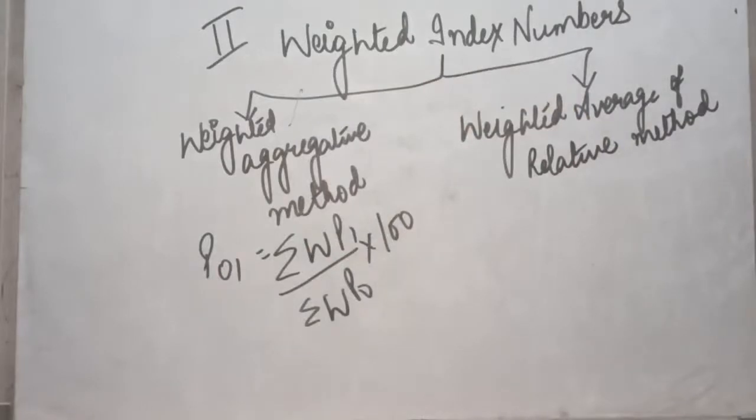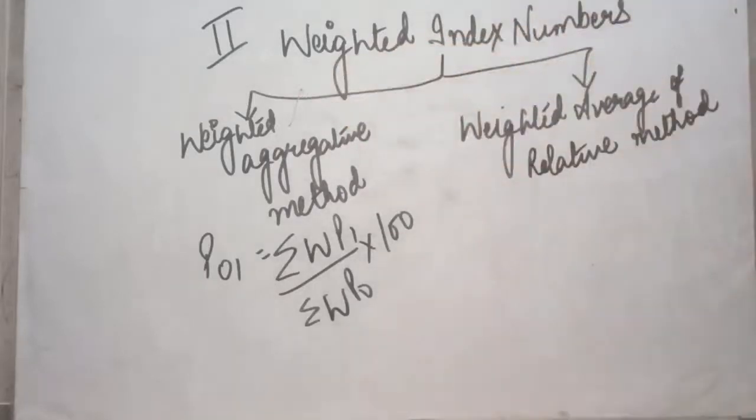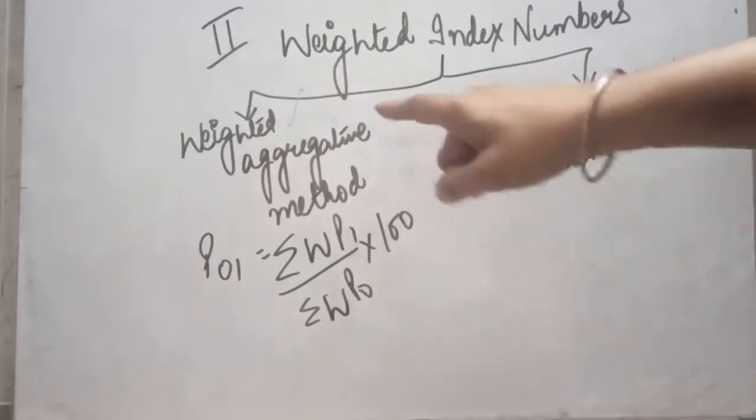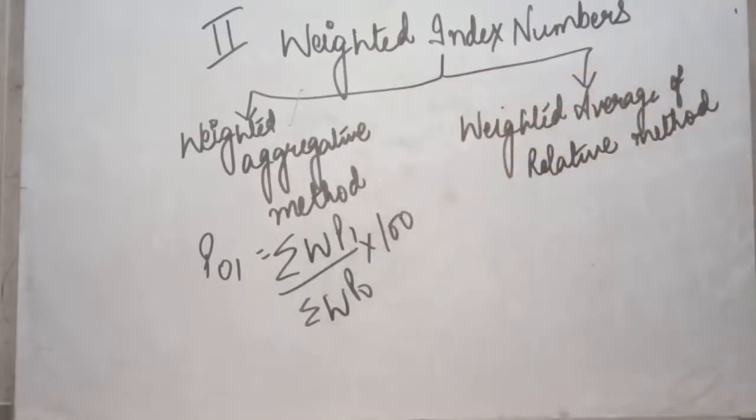Now under weighted aggregative method, we have many other formulas to calculate, like Laspeyres' formula, Paasche's formula, Drobisch and Bowley's formula, Fisher's formula, Marshall-Edgeworth formula, Kelley's formula, etc. So there are n number of formulas. When you have simply been asked to calculate weighted aggregative method, you will apply this formula. But when the different other methods have been asked, then we will come to the other category of methods. So let us see in detail these different methods which come under weighted aggregative method.